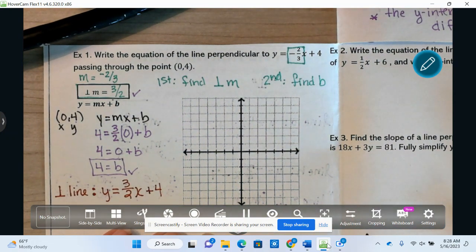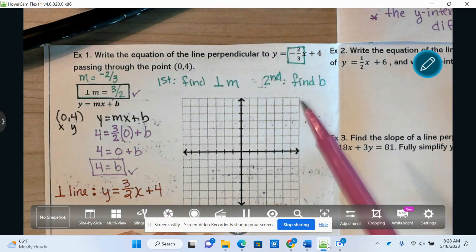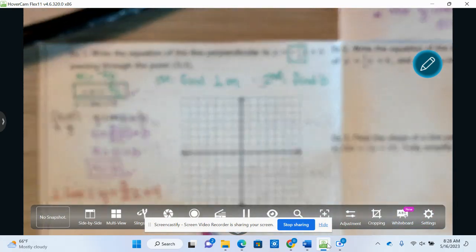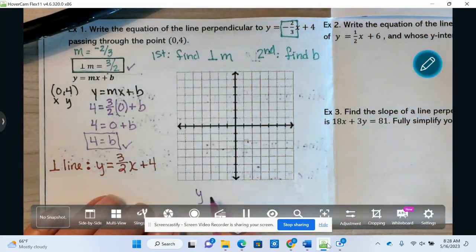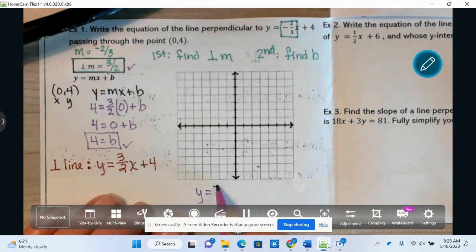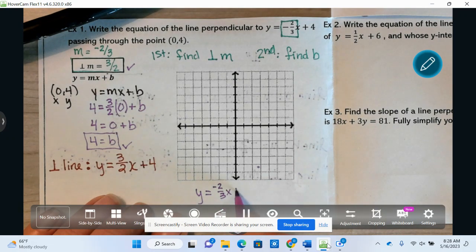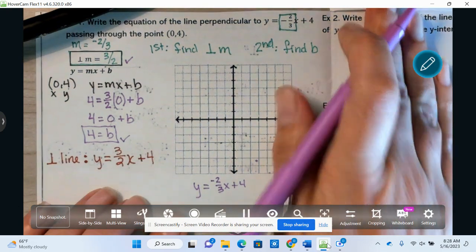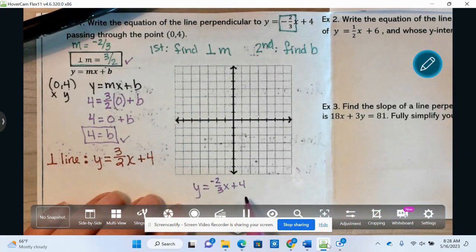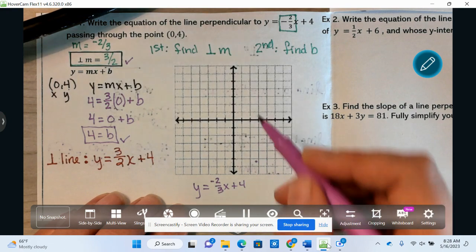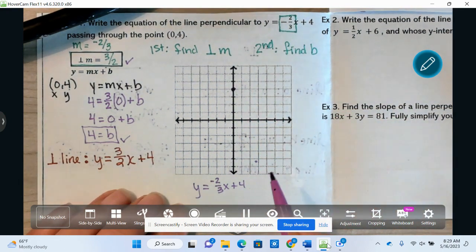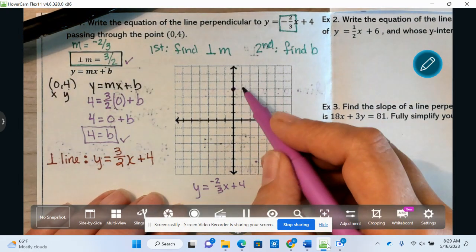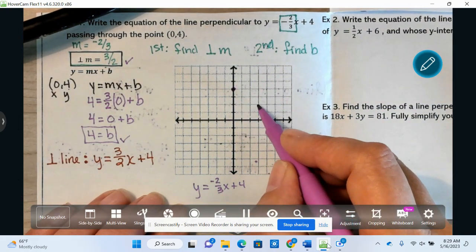Okay. I want to graph these so you can see what they look like. So we're going to graph the first equation, the one that was given to us up at the top. The equation from the top is y equals negative 2 over 3x plus 4. So where do I begin? Positive 4. 1, 2, 3, 4. And my slope is negative 2 over 3. That means I go down 2 and to the right 3.